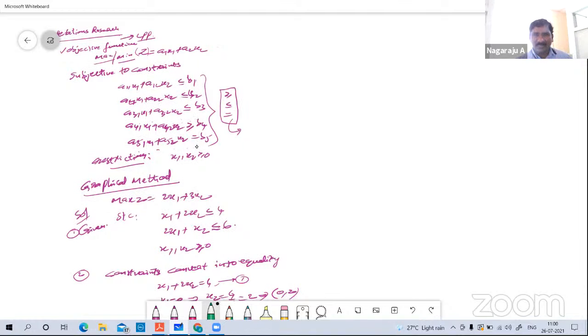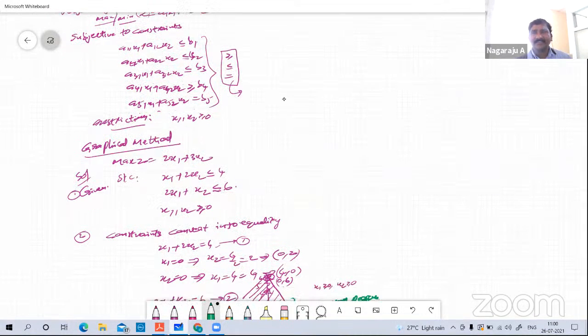The constraint can be less than or equal to, greater than or equal to, or equal to, whichever it will be. That is called a constraint. And the restrictions are x1, x2 greater than or equal to 0. The graphical method we are discussing today with an example.